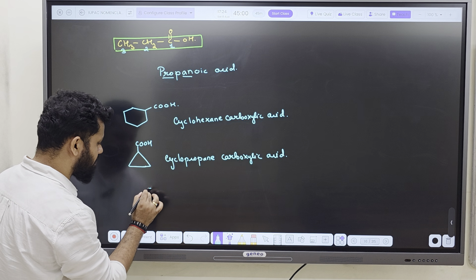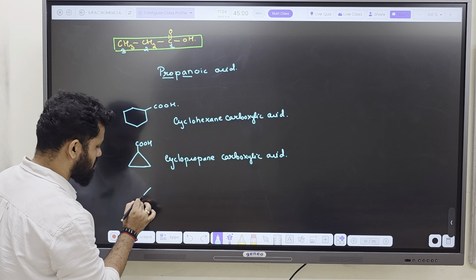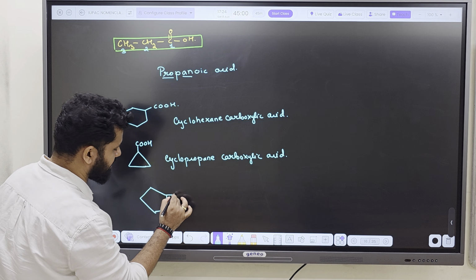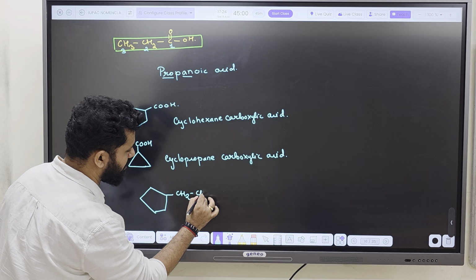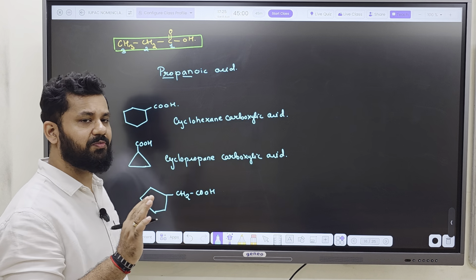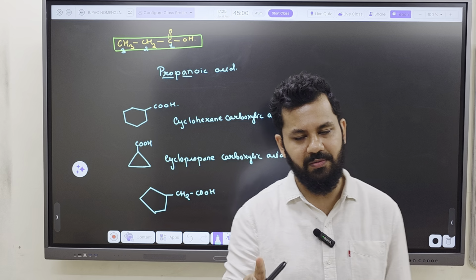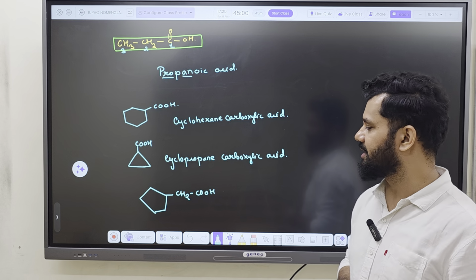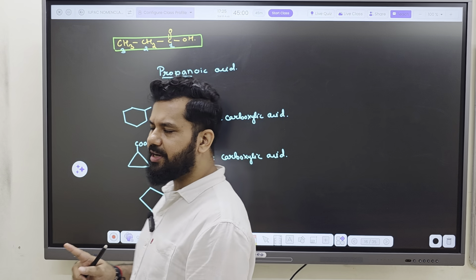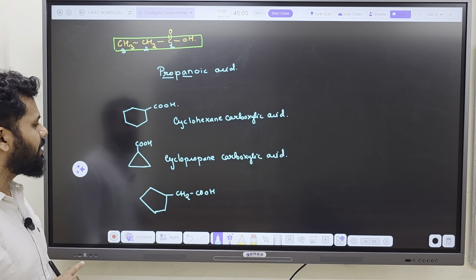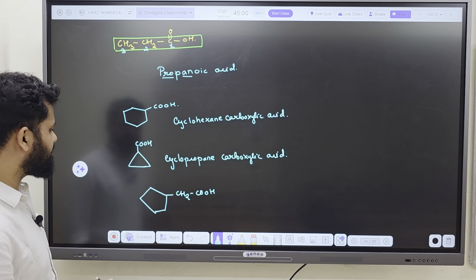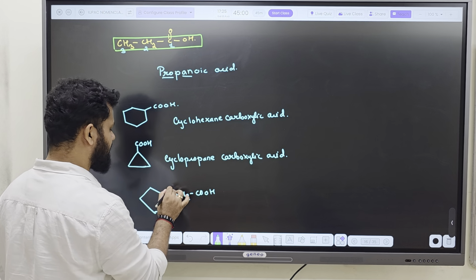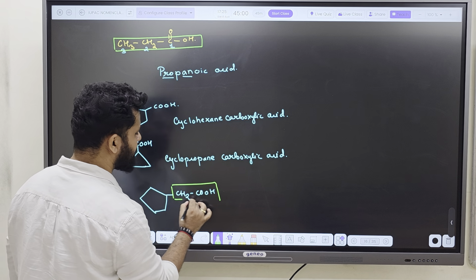However, if we have a ring and then there is a carbon and then we have our functional group, in such cases we will not use the special suffix, we will use the normal suffix. Why, sir? Because the carboxylic acid is not directly connected with the ring. Now in this case we need to decide who is going to be my PCC. Is my PCC the ring or is my PCC the side chain? Well, the side chain becomes my PCC.